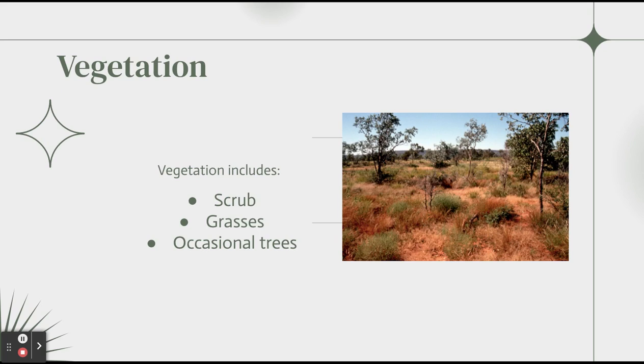The vegetation grows near waterholes, seasonal rivers, or aquifers in the savanna because they need access to a water source. Some examples of the vegetation include scrub, grasses, and occasional trees. Plants and animals have to adapt to the long dry periods when living in the savanna.